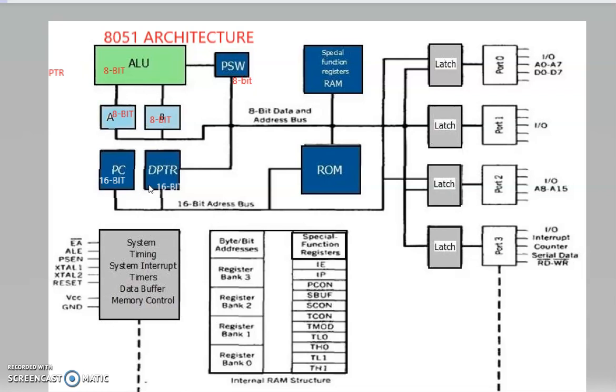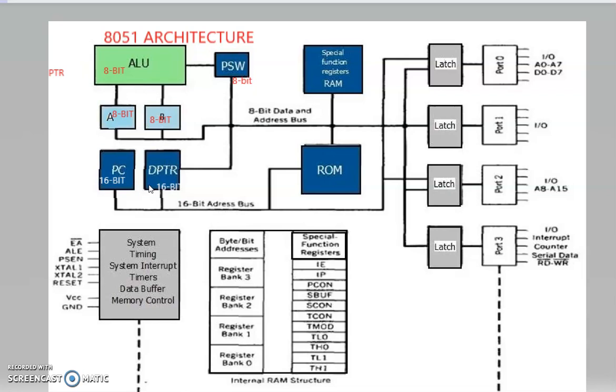So the data will be stored in the RAM, and the data pointer points to the external RAM location, the location where the data is stored. The data itself is not stored in DPTR. The DPTR points to where the data is stored, that is the address of the memory location where the data is stored. So it holds the address, and to hold the address it needs 16 bits. So the data pointer register is 16 bits wide.